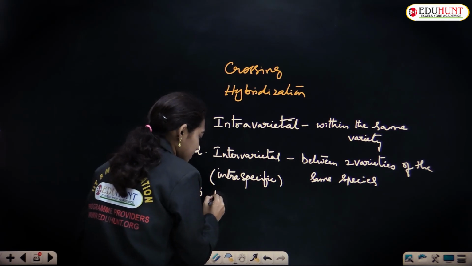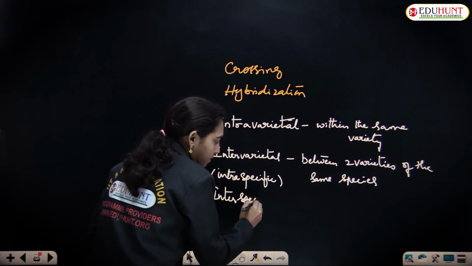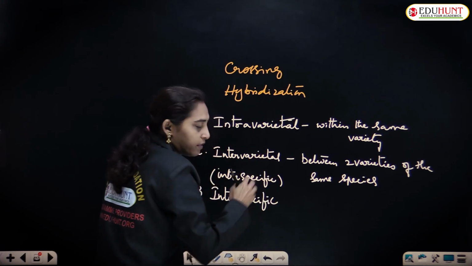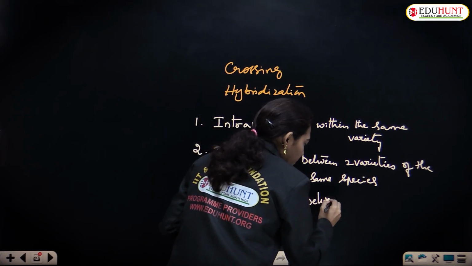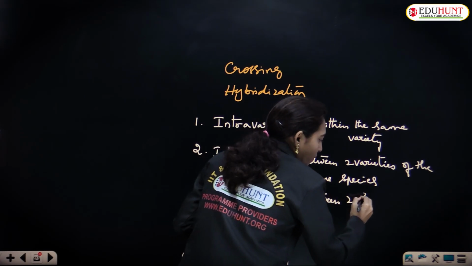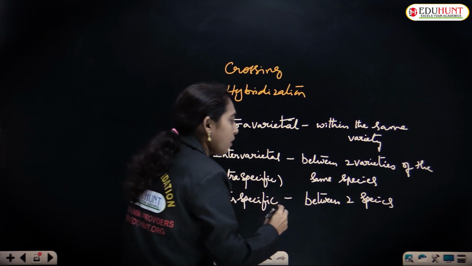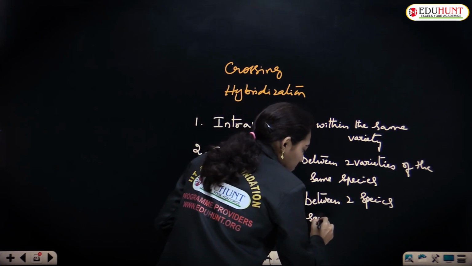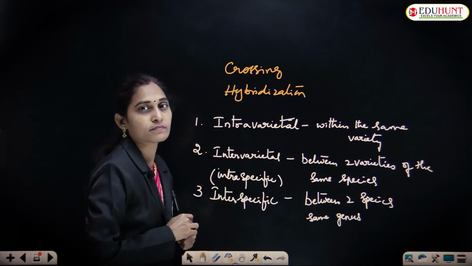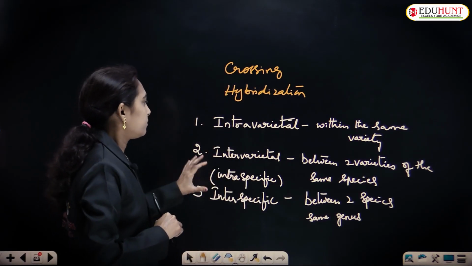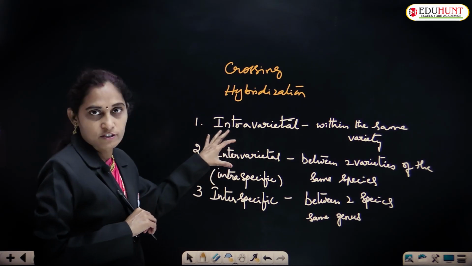And third is interspecific. Interspecific means between two species or within the same genus. It is possible, highly possible. To some extent, it is also possible.